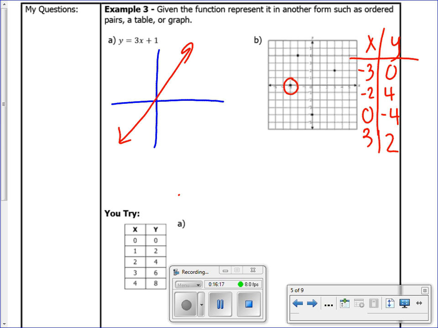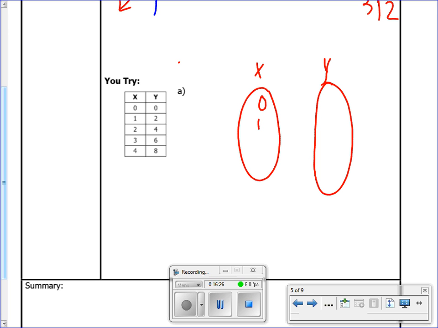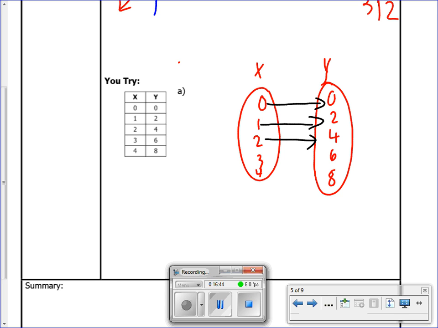And then for the you try, you're given a table. Let's make a mapping. So we have x's and we have y's. So we have 0, 1, 2, 3, 4, and 0, 2, 4, 6, 8. And in our mapping, we're drawing arrows to the correct number. So 0 goes with 0, 1 goes with 2, 2 goes with 4, 3 goes with 6, and 4 goes with 8. So there's another representation for functions.